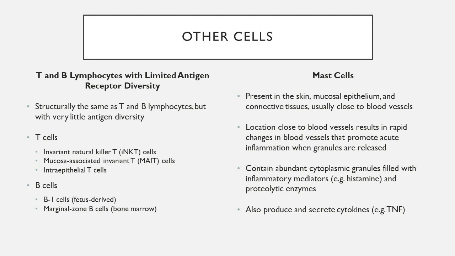Now, we've already talked about mast cells before. We learned that they are almost the tissue version of basophils. So they're not circulating, they're found in tissues. In fact, they're found very close to blood vessels because one of their primary mechanisms of acting is to release vasodilators like histamine that dilate blood vessels and make capillaries more permeable. Okay, so while they're usually present in the skin, mucosal epithelium, and connective tissues, they're always present near blood vessels for that reason. All right, so that vasodilation results in rapid changes in the blood vessel structure, and it promotes acute inflammation when these granules are released.